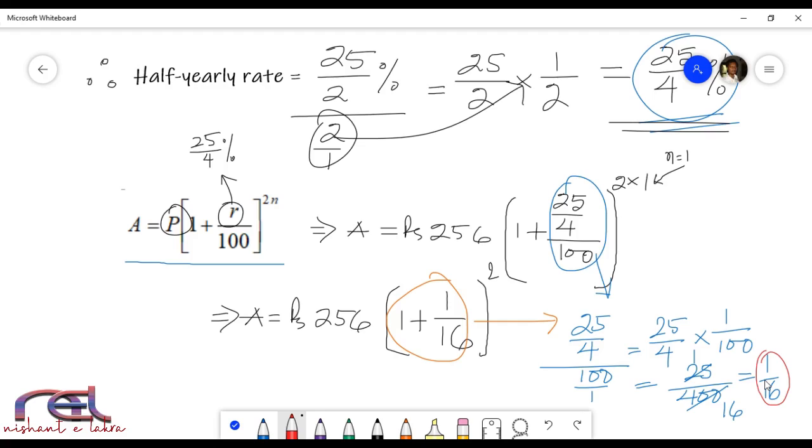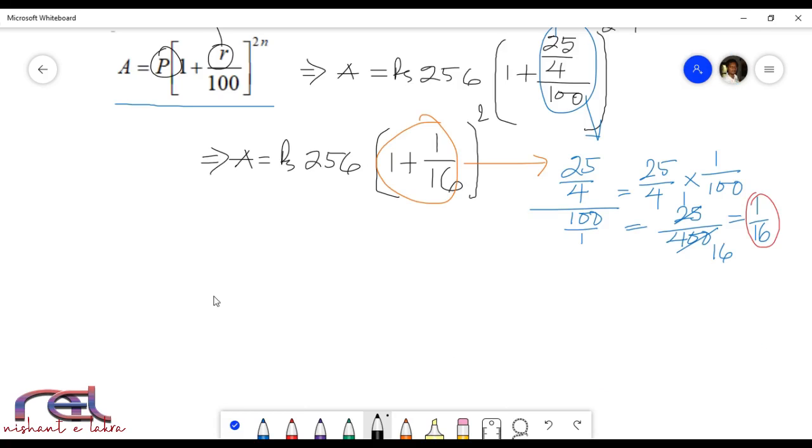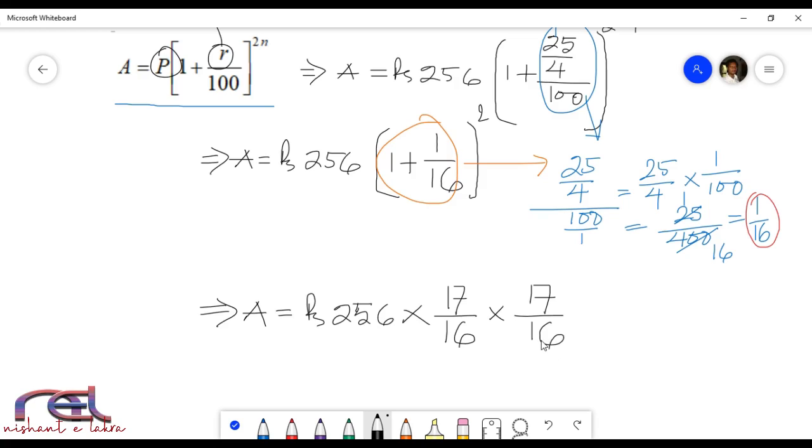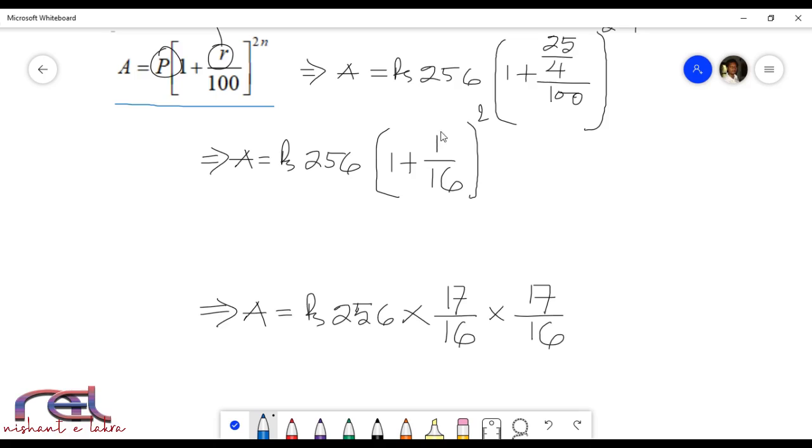So we get amount as 256 in brackets 1 plus 1 by 16 close brackets to the power 2. Let us solve it further. Amount is equal to rupees 256, and the value that we will get after solving 1 plus 1 by 16 is 17 by 16. I will explain how we got this 17 by 16 whole square. For the whole square, I have multiplied 17 by 16 two times.